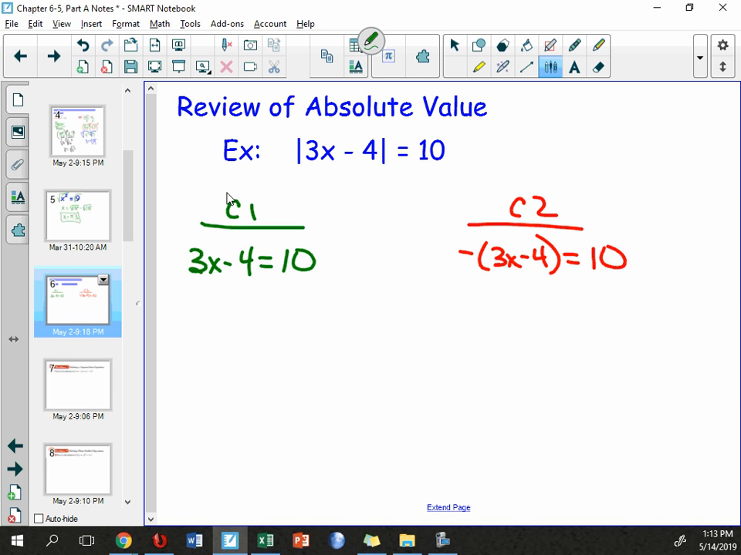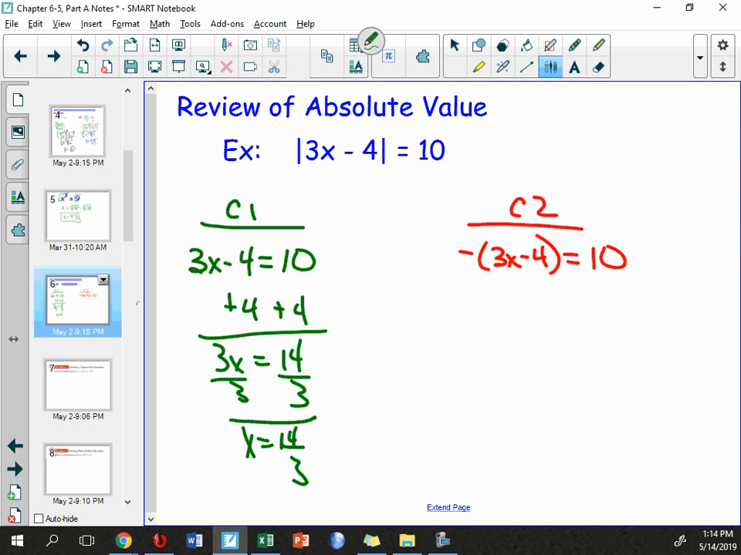Why did we do case 1 and case 2? Because absolute value is a distance that's measurable, and there are 2 numbers that have the same distance from 0. 5 is 5 units from 0, but what else is 5 units away from 0? Negative 5. So if you remember this, we added 4 to both sides, then divide by 3, and that is your answer.